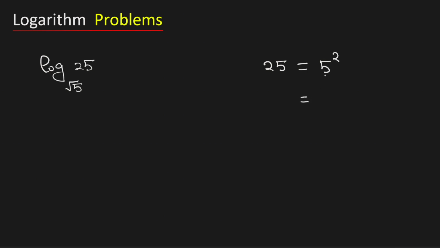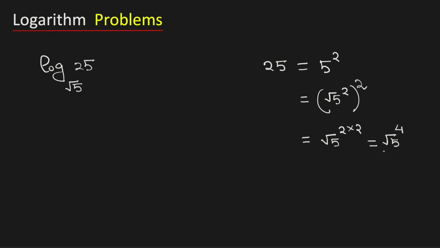Now we can write this 5 as root 5 squared, and again we have the whole square. Now we know that this can be rewritten as root 5 to the power 2 times 2. We have to multiply the powers. So this is the same as root 5 to the power 4.